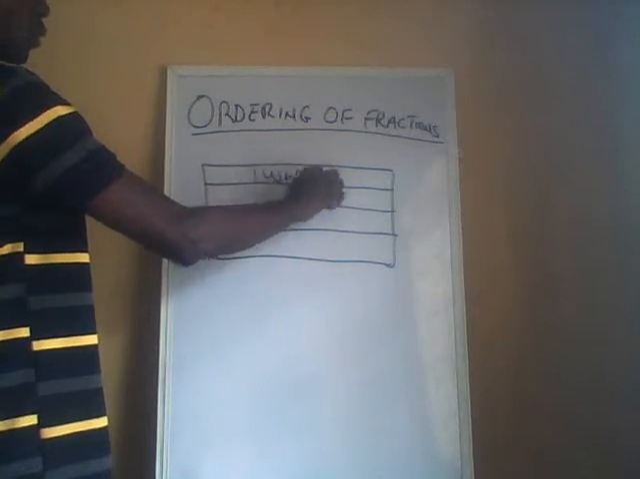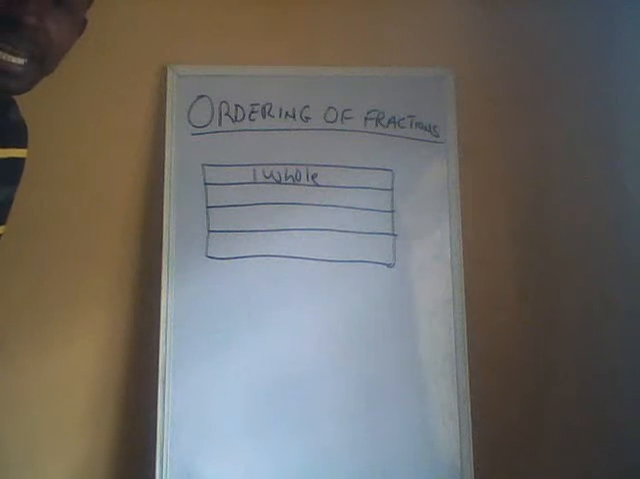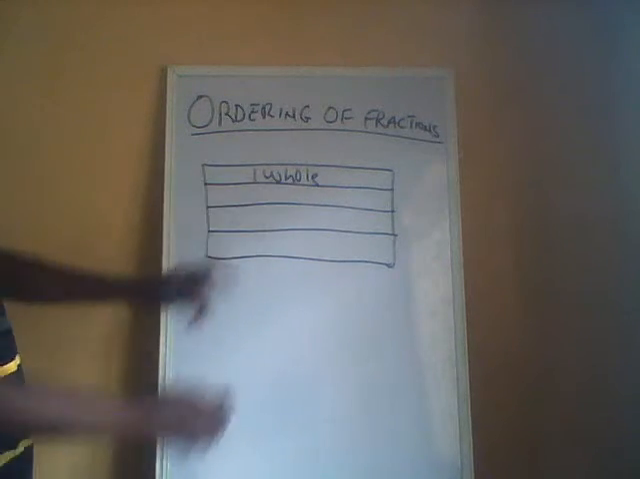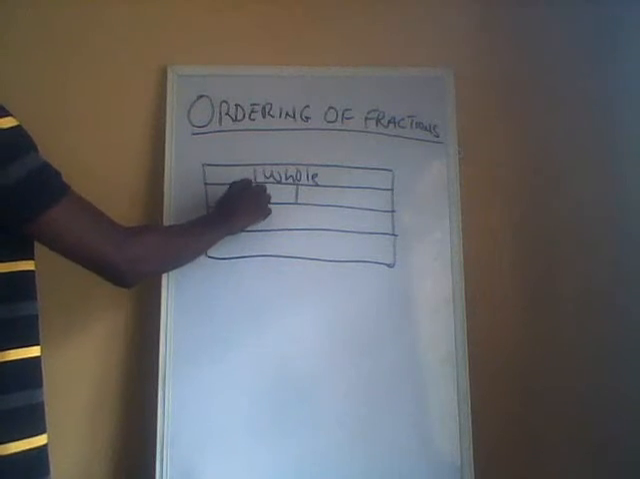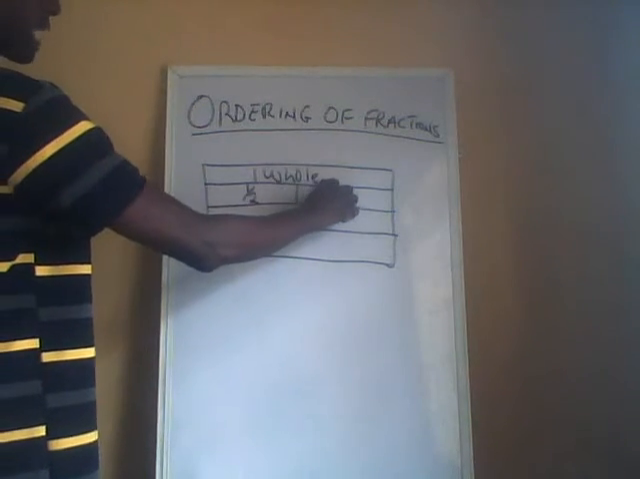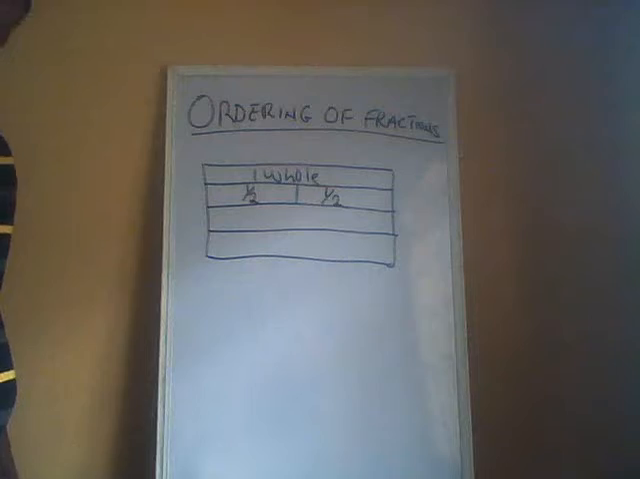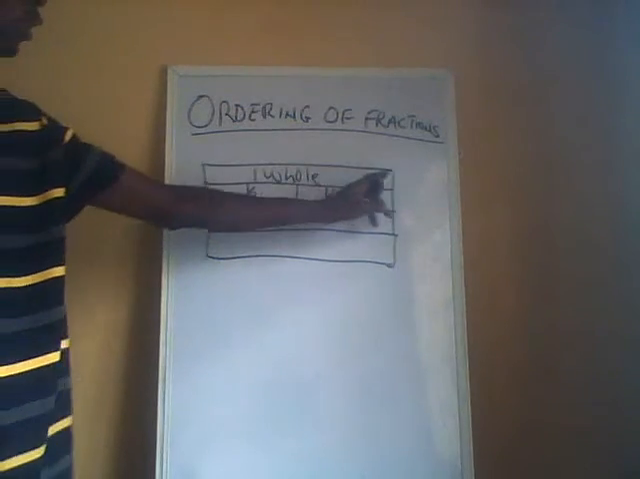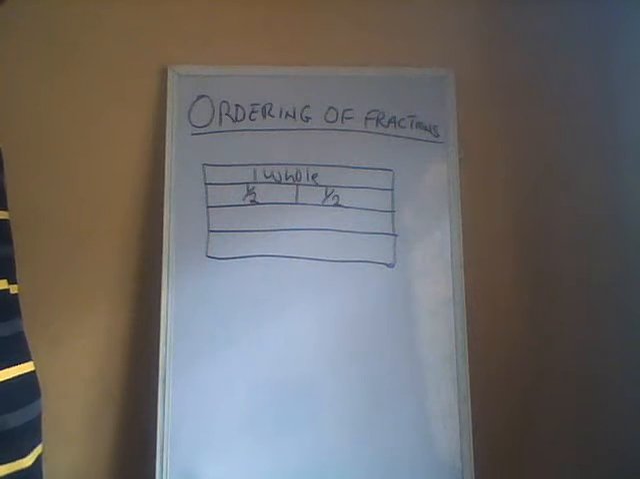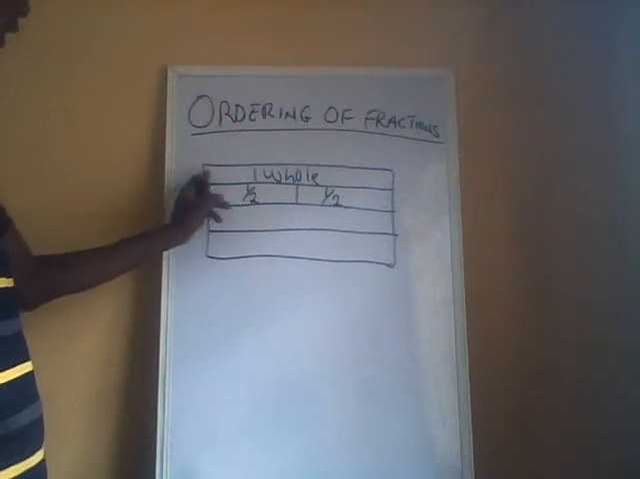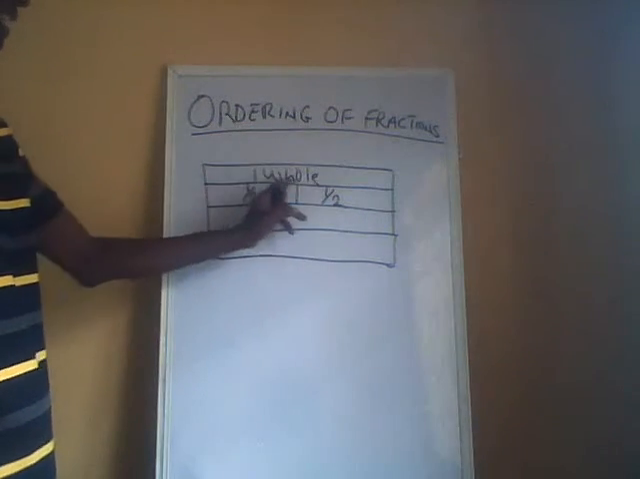Now, if we divide this into two, then we have one half, then we have another half. And if you look at it, this whole is much bigger than the half. The one whole is bigger than the half.